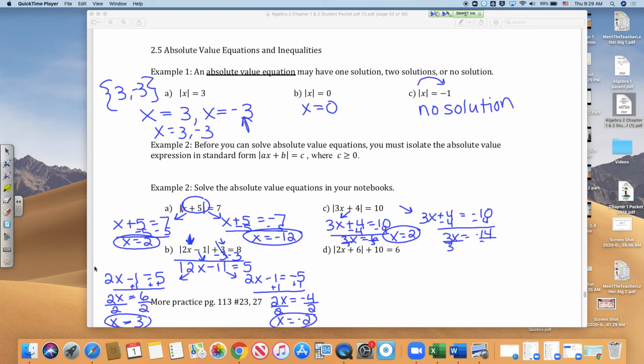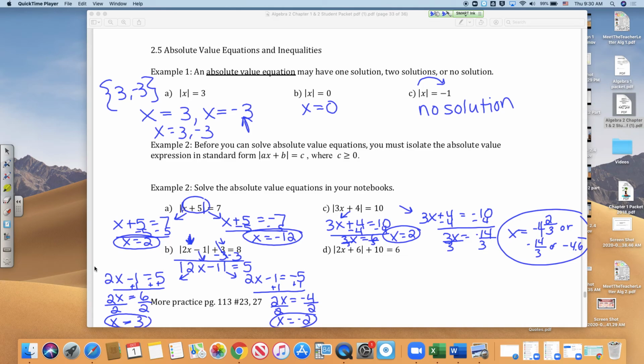This answer is going to just be not as friendly. When I divide both sides by 3, negative 14 divided by 3, I get negative 4 and 2/3, or if you wanted to leave it as negative 14 thirds, that's fine. Or negative 4.6 repeating. Any of these answers are correct. They're all representing the same exact thing. So those are your two answers for that one.